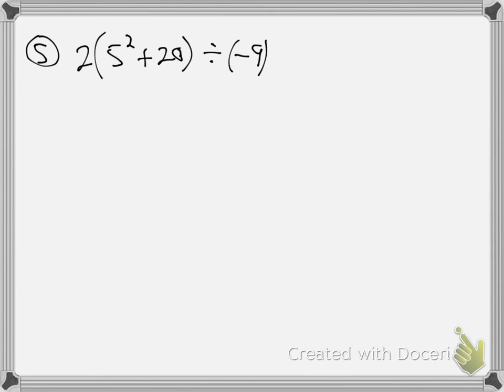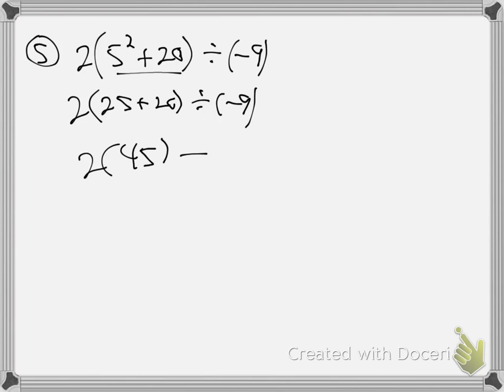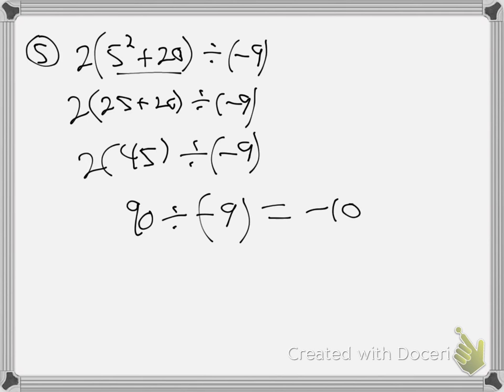So the number 5, let's see, 5 squared plus 20, divided by minus 9. Okay. Where do we go first? Parentheses. So what's that? 25 plus 20, so that's 45. Okay, and so now we multiply 2 times 45. Excuse me. 90 divided by minus 9 minus 10. Good. Probably can just type it all into your calculator.